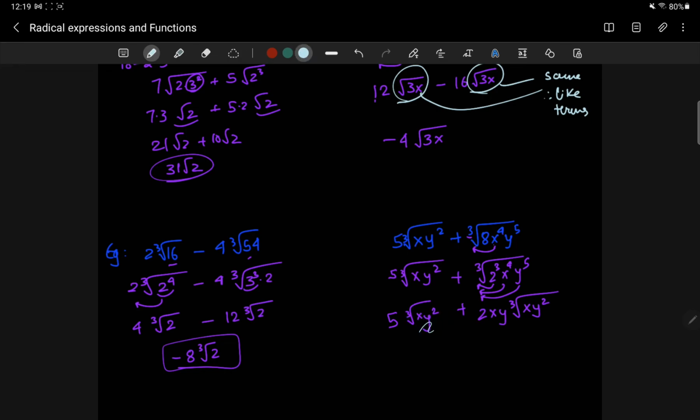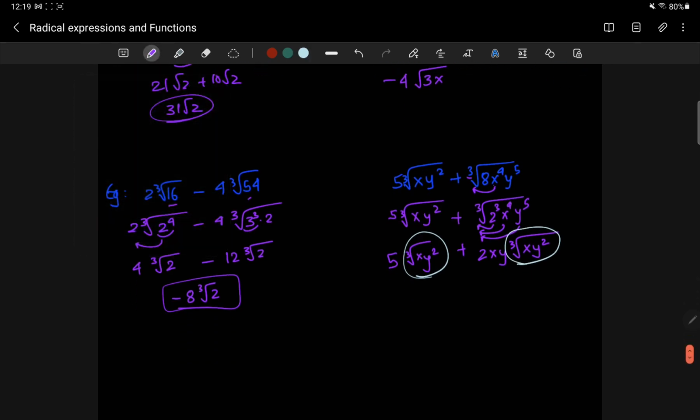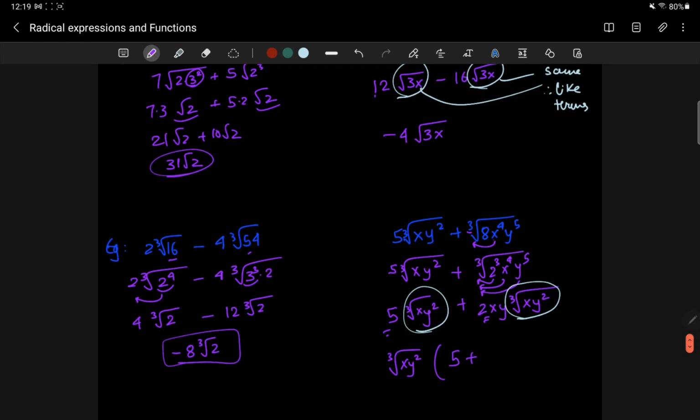Now once again, I have a like term. So here now combining them is going to look like factoring. Because in this case, the 5 and the 2xy are not things that combine. Right? In the previous example, we had 4 and negative 12. So 4 minus 12 gave me one single term, which is negative 8. But 5 plus 2xy cannot be combined or rewritten in a simpler form. So it just remains as 5 plus 2xy.